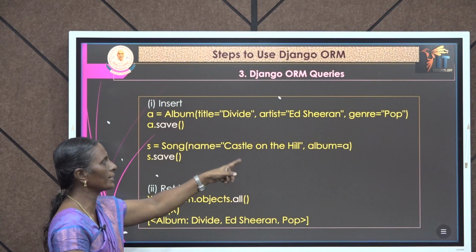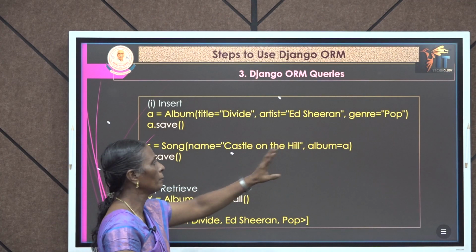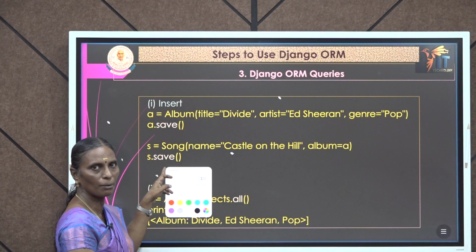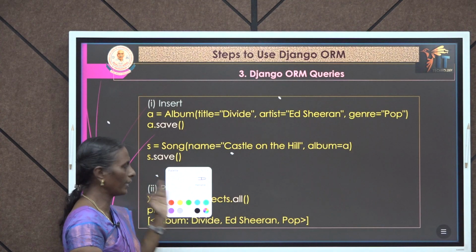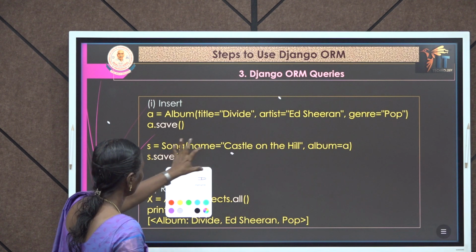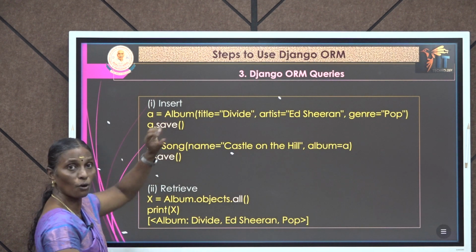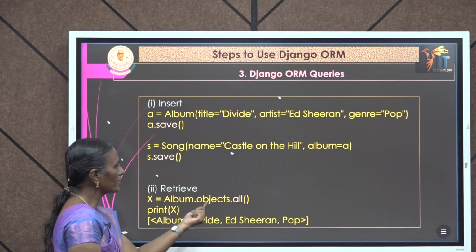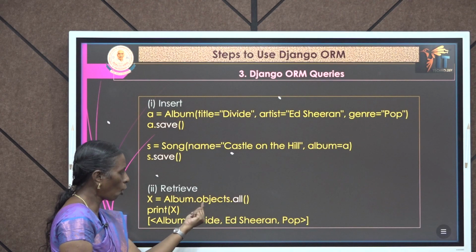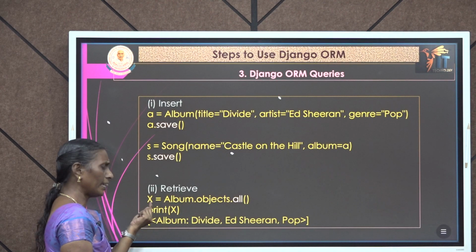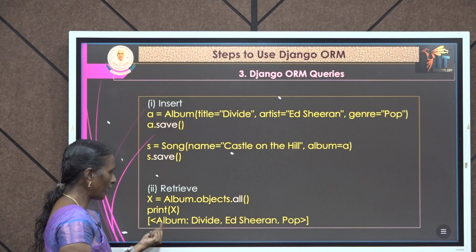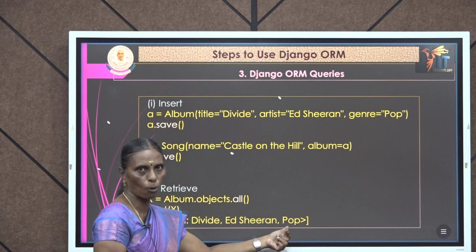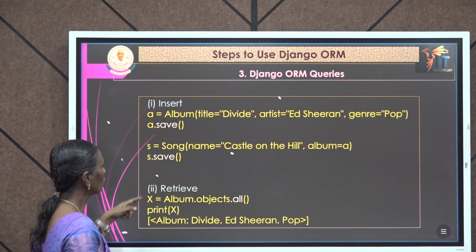Again in Song, I am going to insert another song, that is Castle on the Hill, and the album, since it is a foreign key I have set. Using the save method, we can save the data, right. So, this is for the inserting process. Then if I need to retrieve the records, how it can be done is ClassName.objects.all(), it retrieves the entire objects. So, I have printed that I am getting the object, that is Divide, Ed Sheeran, and it is pop type of song. Okay. So, this is for retrieval.